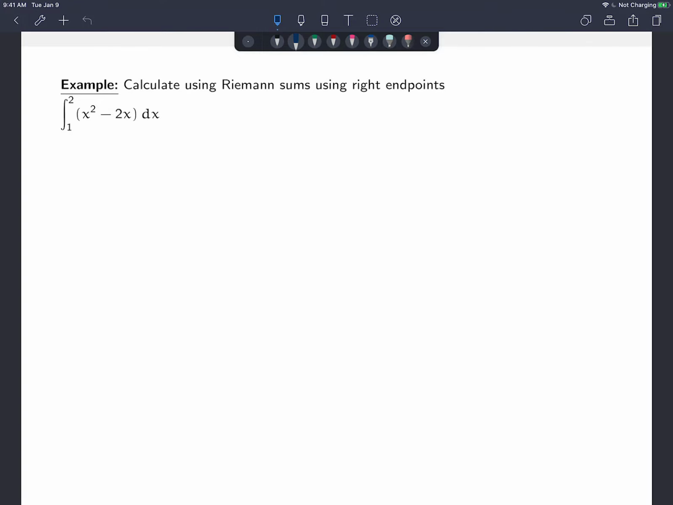Okay, so in this video I'm going to find the definite integral of the function x squared minus 2x using right endpoints. Assuming you already know the definition of a Riemann sum, the integral as a Riemann sum is the limit as n goes to infinity of the sum from i equals 1 up to n of f at some test points xi star in general, but when you use the right endpoints, that would be xi, times the delta x.